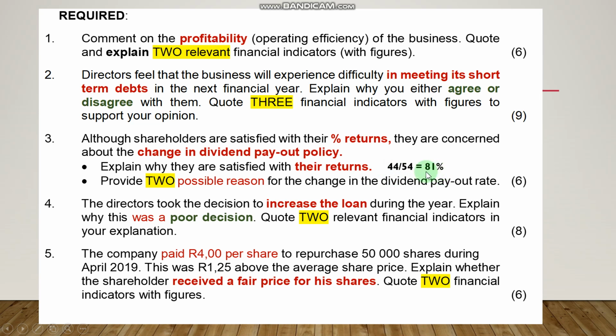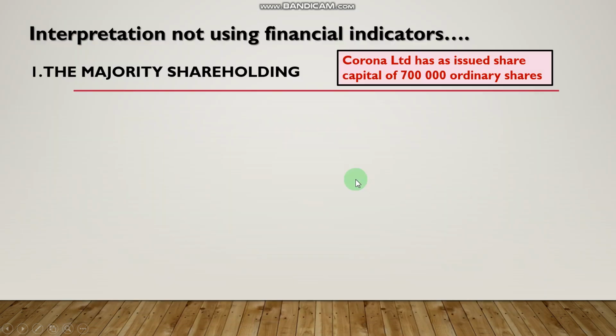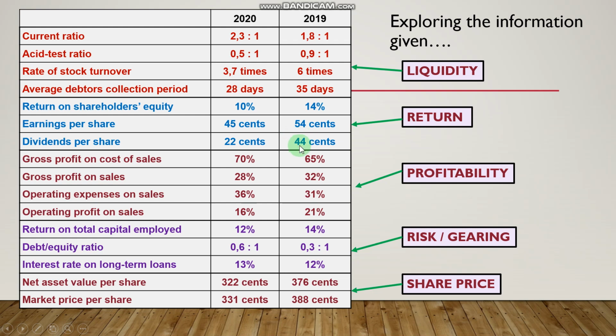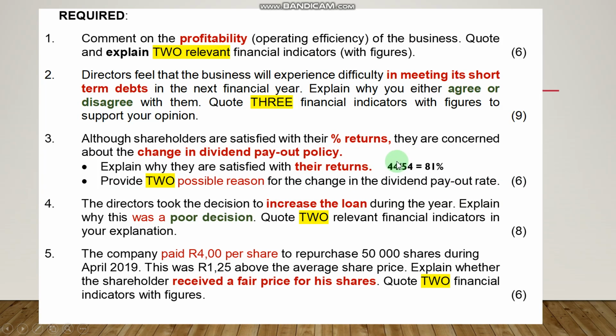Looking at the dividend payout rate, there I would first of all look at 44 over 54, 81% of the EPS. Yeah, 44 divided by 54, that 81% was given out. And then the following year, only 22 cents, less than 50% was given out. So clearly there was a big change in the dividend payout. It was 81% last year, and now 49%.